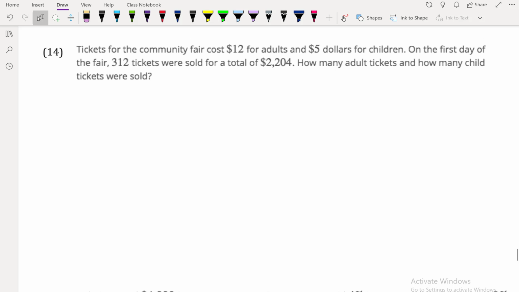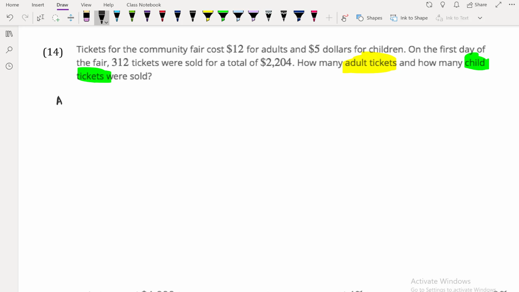For number 14, it says tickets for the community fair cost $12 for adults and $5 for children. On the first day of the fair, 312 tickets were sold for a total of $2,204. How many adult tickets and how many child tickets were sold? So there are two things we're talking about. We're talking about the adult tickets and we're talking about the child tickets.